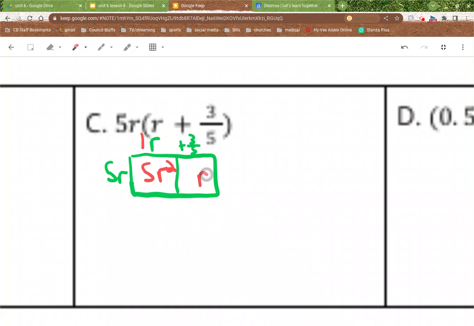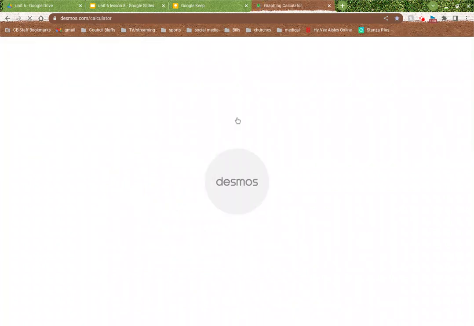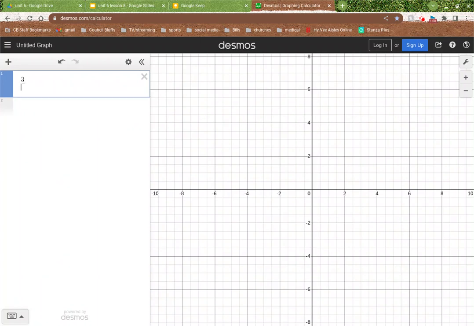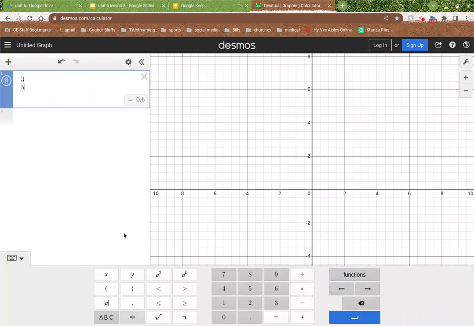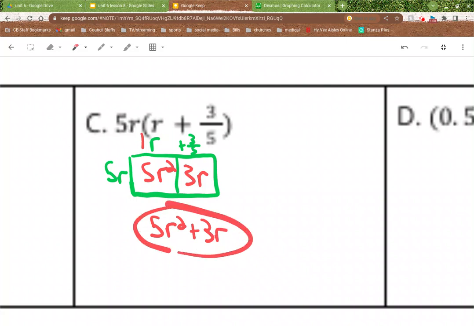So I know the answer is going to have an R in it. Maybe I don't know what 3/5 times 5 is, so use a calculator if you need to. There's no shame in having to use the calculator. I'm going to enter it as 3 divided by 5, times 5 is 3. So this is going to be 3r. So put it together, I have 5r squared plus 3r. So that's your answer to C.